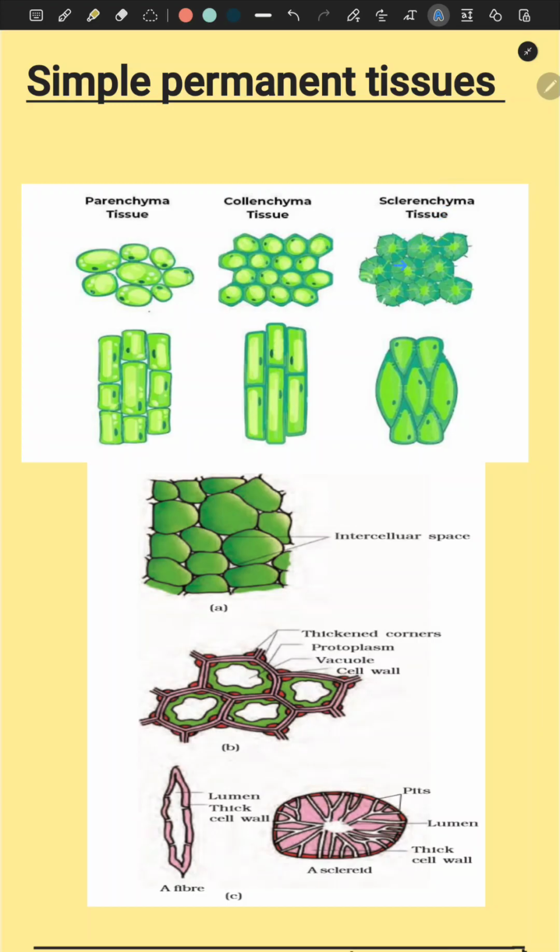The sclerenchyma tissues are non-living tissues. They do not have a nucleus or cytoplasm, and they don't have intercellular spaces either. The sclerenchyma tissue exists in two forms. They are the fiber type and the sclerite type.